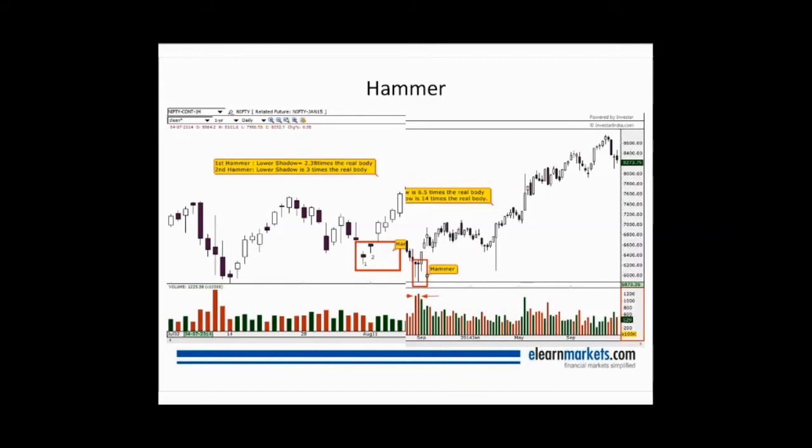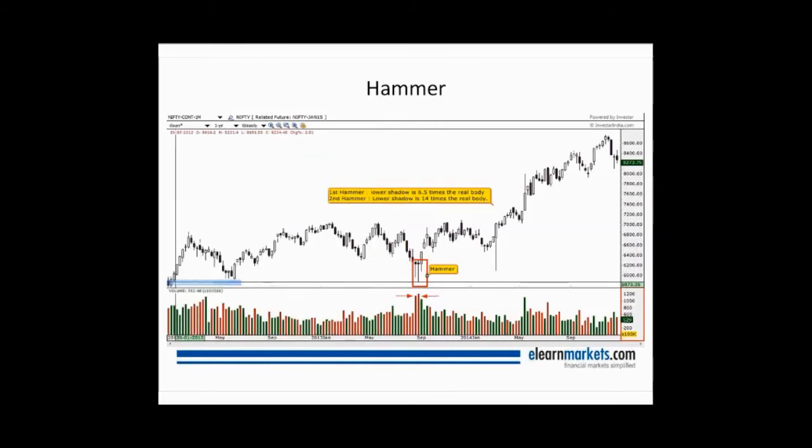Let us have a look at this same example. This is a weekly chart of Nifty. Can we see that there are 2 consecutive hammers over here? Long hammers, big long hammers with high volumes. The first hammer's lower shadow is 6.5 times the real body, whereas the second hammer's lower shadow is 14 times the real body. So we can actually imagine how strong the reversal might be.